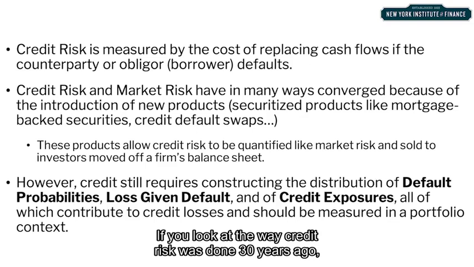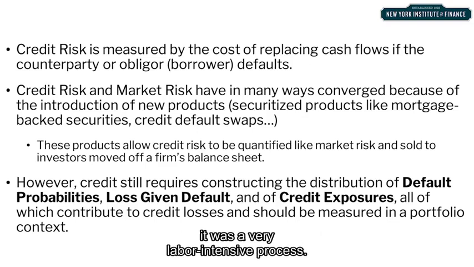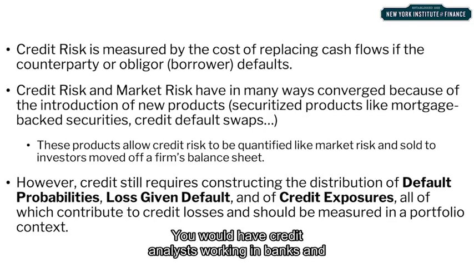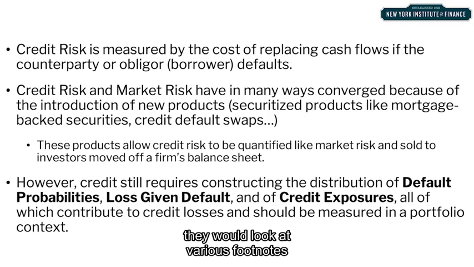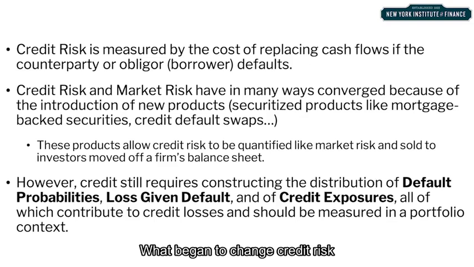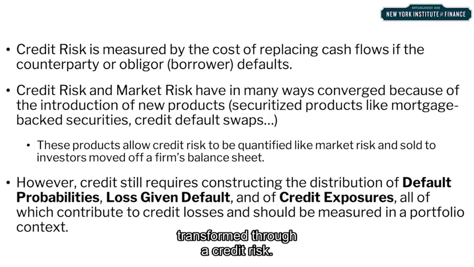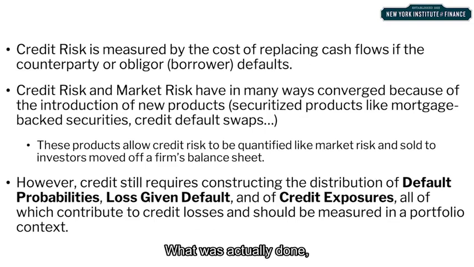If you look at the way credit risk was done 30 years ago, it was a very labor-intensive process. You would have credit analysts working in banks, and they would look at various footnotes and financial statements. What began to change credit risk, though, is financial innovation. Credit risk derivatives were invented, and it completely transformed the way credit risk was actually done.